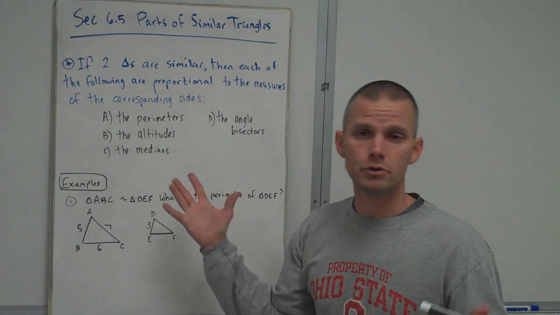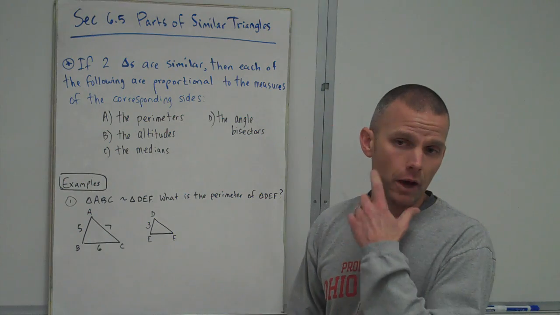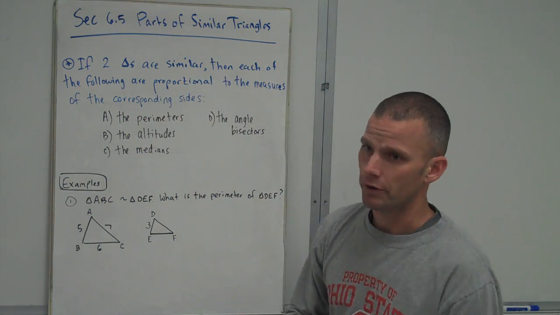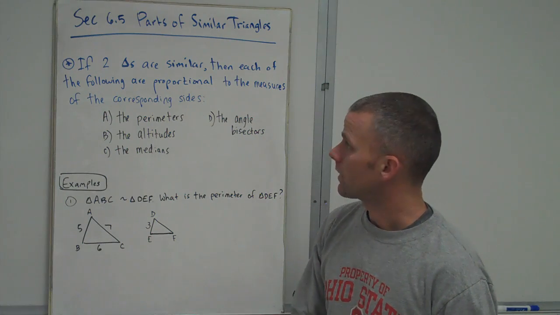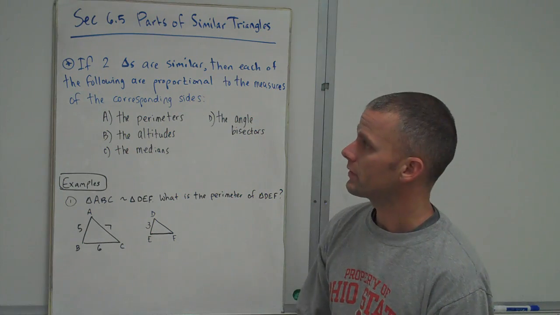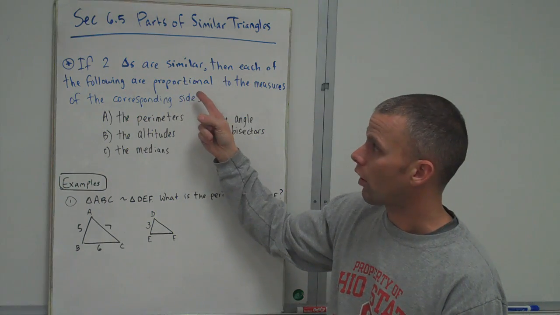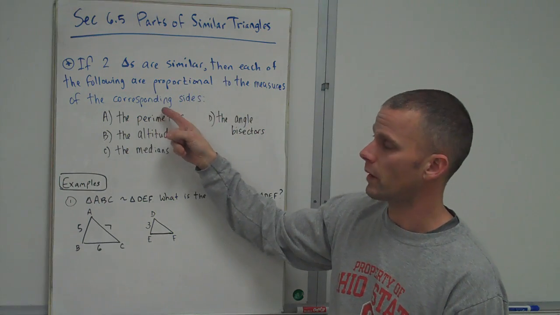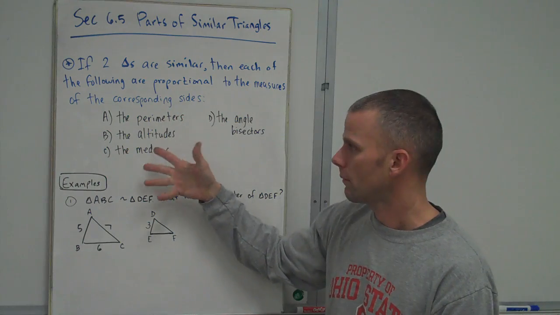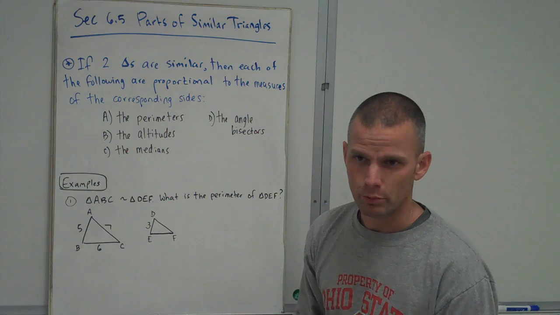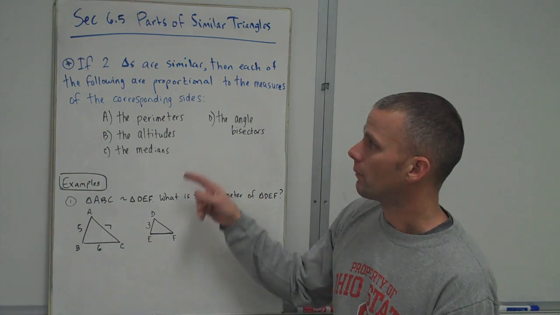Basically there were like 4 huge theorems that you would have had written out. I condensed it down to just this little chart or sentence structure, whatever you want to call it. It says this: if 2 triangles are similar, then each of the following are proportional to the measures of the corresponding sides. And while it might not make sense as you're writing it down, as we go through the examples, it'll start to clear up.